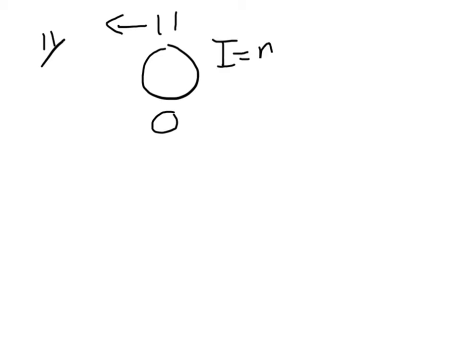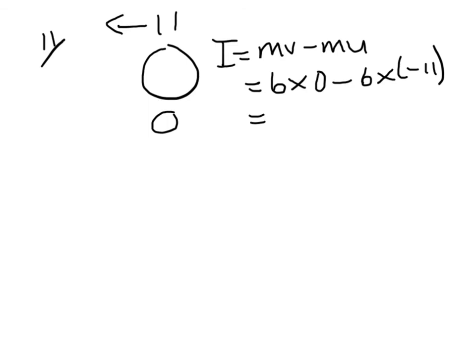Part 2, there are two methods for solving this. The first one I'm going to look at is where we use impulse. So if we just consider the gun, it starts at 11 meters per second moving into the shoulder, and its final velocity is 0. Impulse equals mv minus mu, so that will be 6 times 0 minus 6 times minus 11. So the impulse is 66.